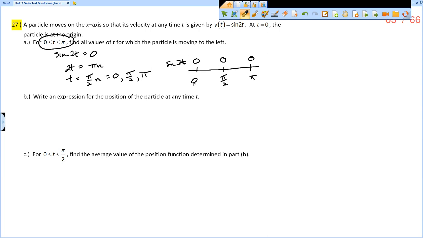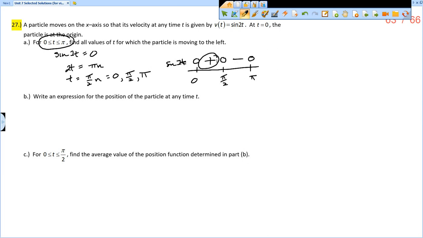All right, so pick a number in between 0 and pi over 2. So if I plug a number like that, like how about pi over 4? 2 times pi over 4 is pi over 2. Sine of pi over 2 is positive. And then pick a number in between pi over 2 and pi, like 3 pi over 4, right? And so 2 times 3 pi over 4 is going to be 3 pi over 2, and sine of 3 pi over 2 is negative, right?